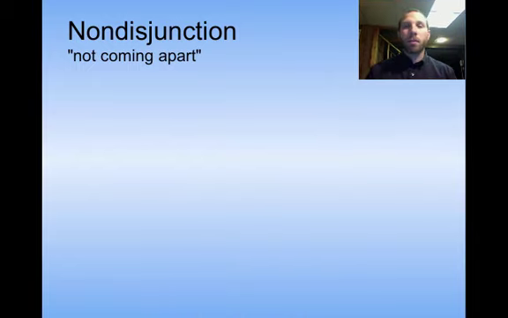Non-disjunction is the first type of chromosomal mutation we'll talk about. Literally means not coming apart. Junction means sort of coming together. Dis means not coming together. Non-disjunction, not coming together.